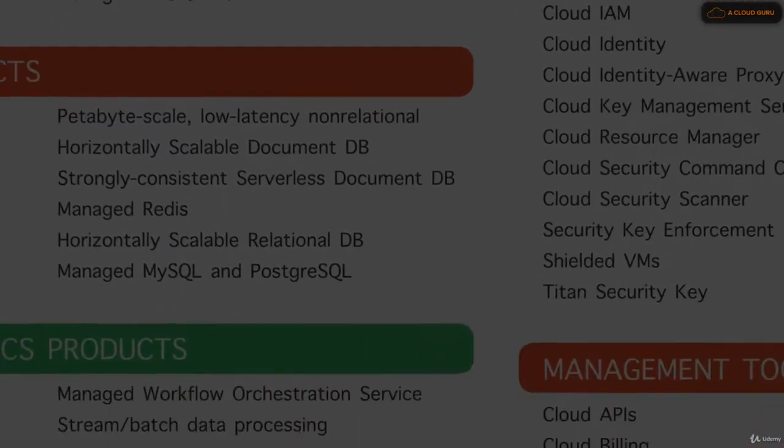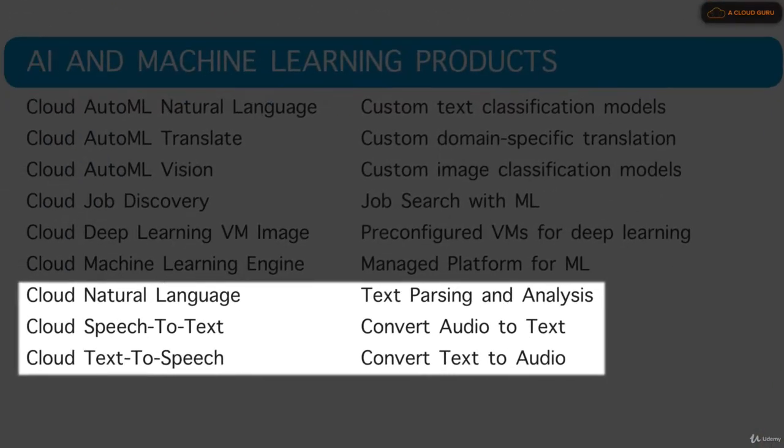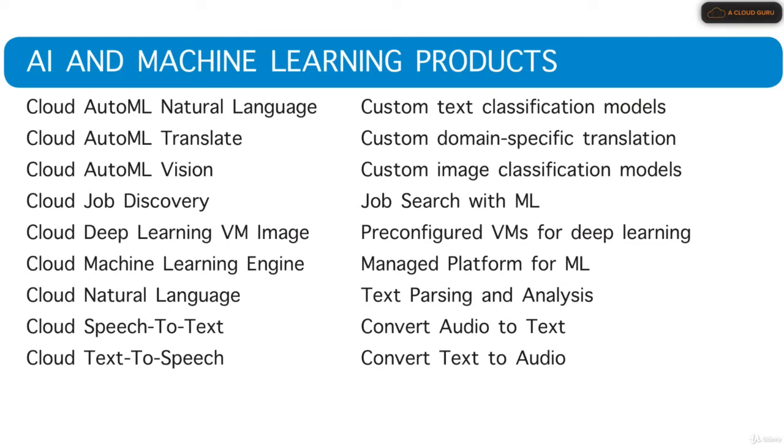Now, some of the products in the AI and machine learning section are pretty straightforward. Cloud Speech-to-Text will convert audio to text. Cloud Text-to-Speech will convert text to audio. Cloud Natural Language is for text parsing and analysis. So you can give it some text, and then it'll tell you both the parts of speech and the emotions that are represented in it, stuff like that.